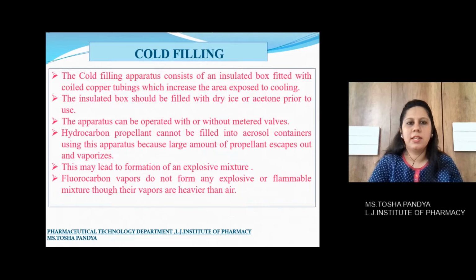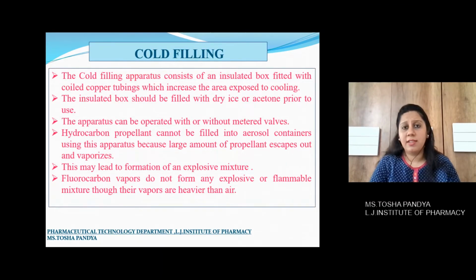The next process is the cold filling process. As the name suggests, here some chilling will take place. For that, you have an insulated box which is fitted with coiled copper tubings which help to increase the surface area exposed to cooling. This insulated box is previously filled with dry ice or acetone. The apparatus here has the advantage of being metered with metered valves. The only drawback here is that hydrocarbon propellants cannot be used as they may lead to explosion.